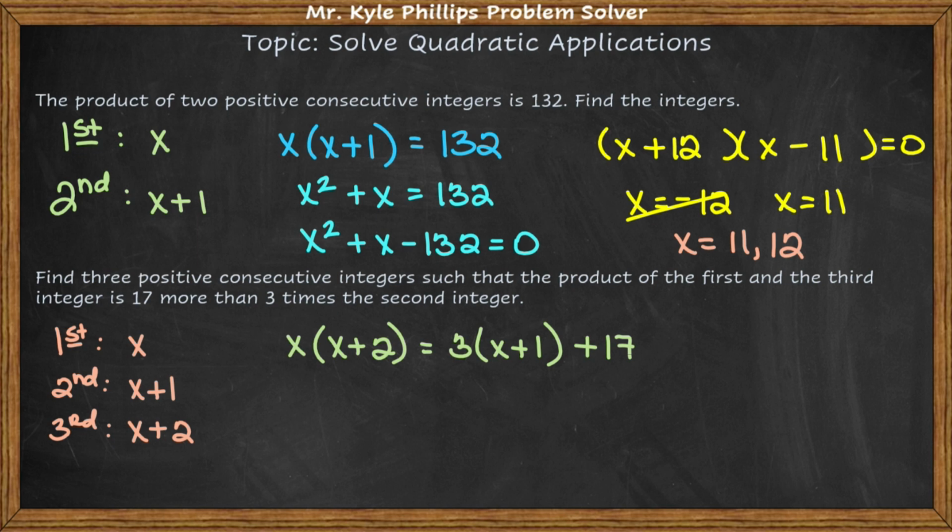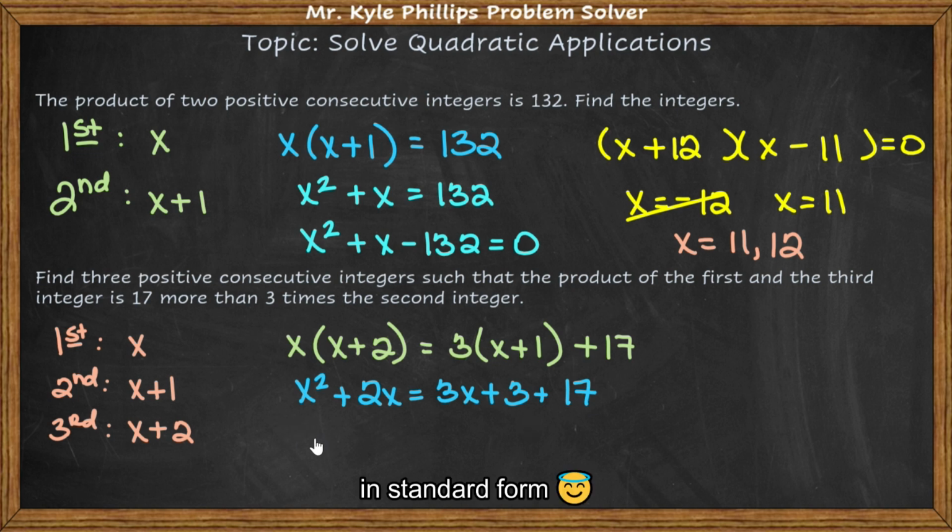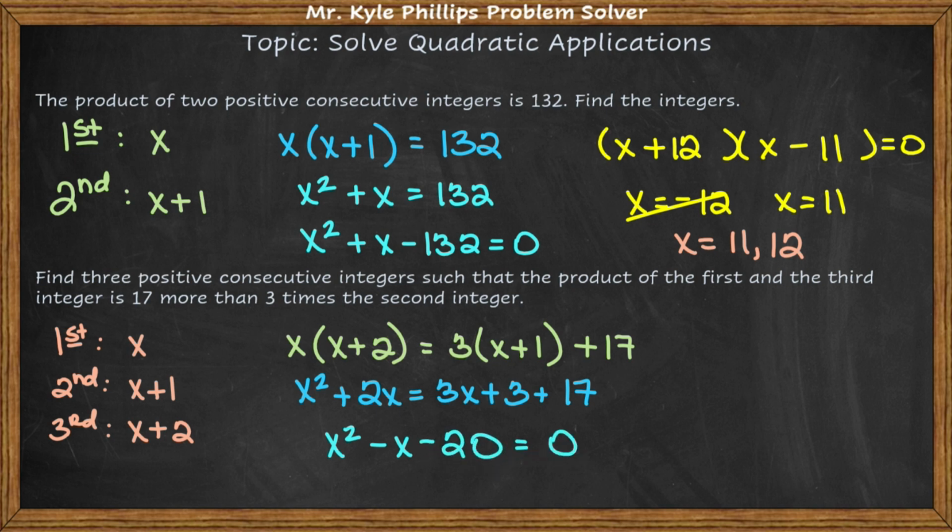So I have this set up. Now I'm just going to distribute, combine like terms, and then solve my quadratic. So here I have x squared plus 2x equals 3x plus 3 plus 17. Now I need to write this out like a quadratic. So I have x squared, 2x minus 3x is negative x. 3 plus 17 is 20. I want to move it to the other side, so this is going to be minus 20. This will equal 0.